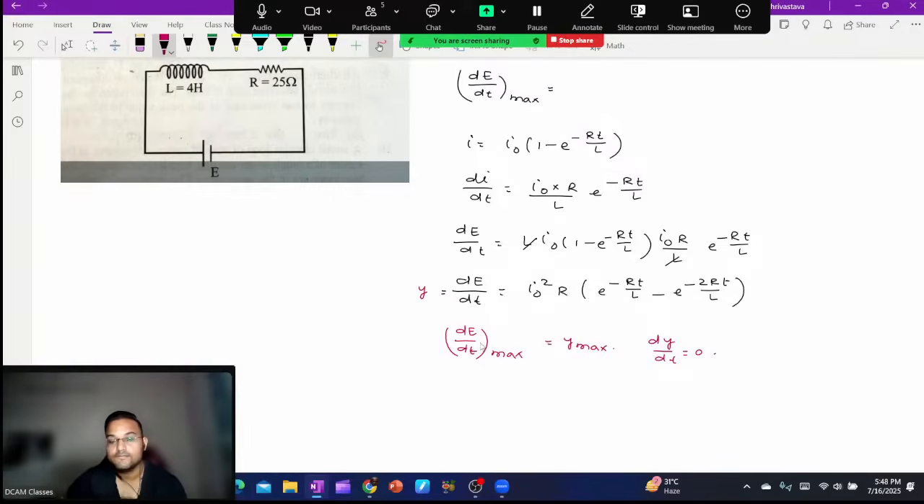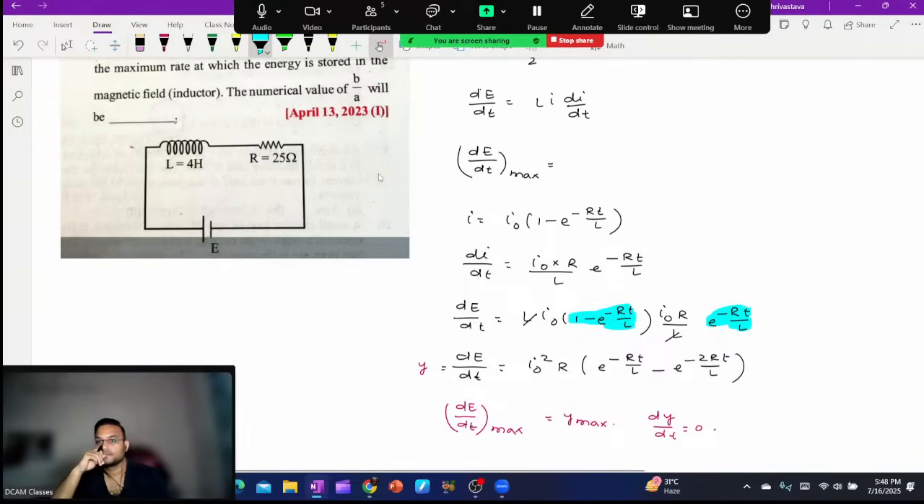Sir, how did you get two exponential terms from one? Can you explain once more? This one I have multiplied, na? Firstly you had I is equal to I naught into 1 minus e power minus RT by L. Then you differentiated it. So there should be only one exponential term.